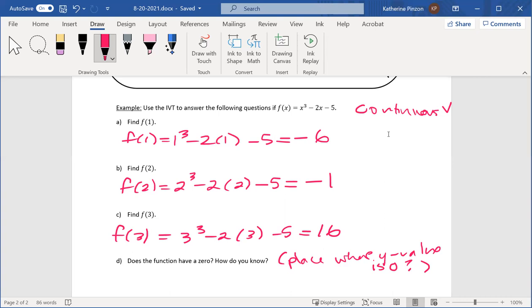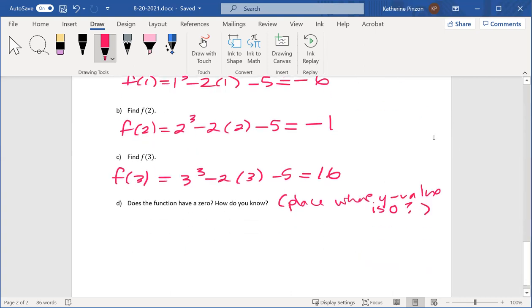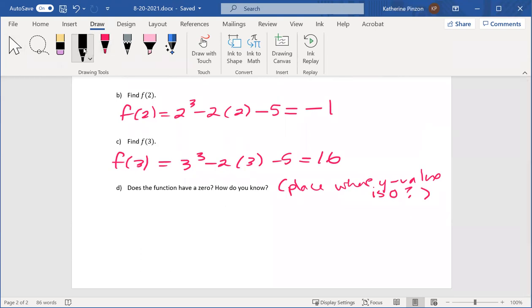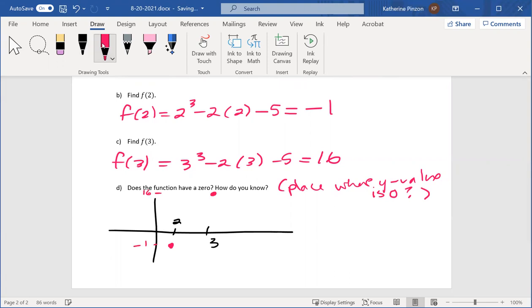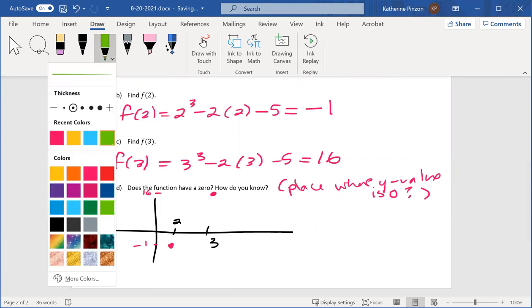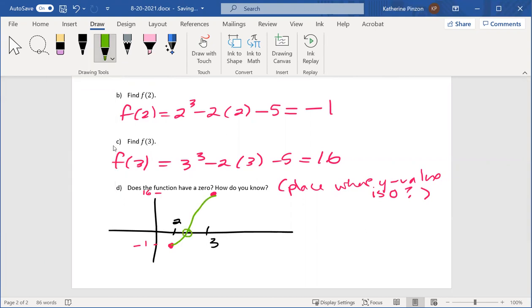If you are negative at 2 and positive at 3, and you're continuous, the only way to get there is to cross through zero. So we know that at 2, the function is down here at negative 1. At 3, the function is up here at 16, drawing not to scale. 16, negative 1. The only way to get there is to cross through the x-axis somewhere between 2 and 3.